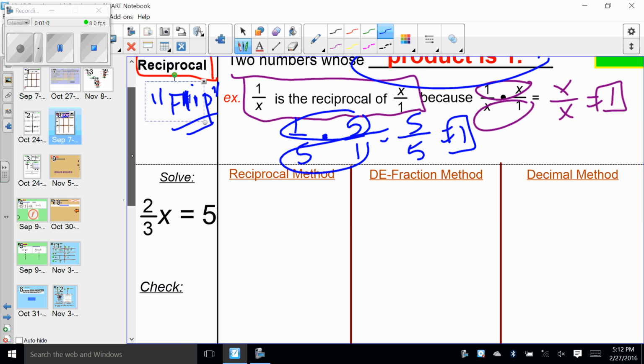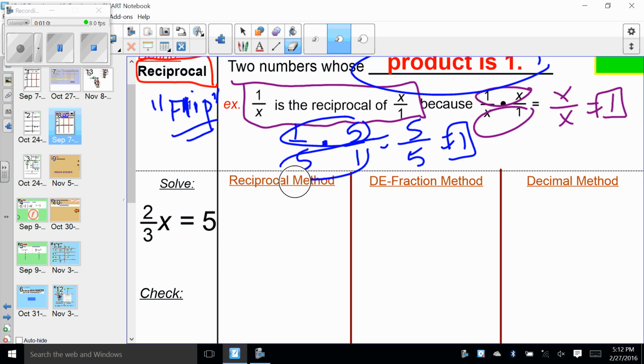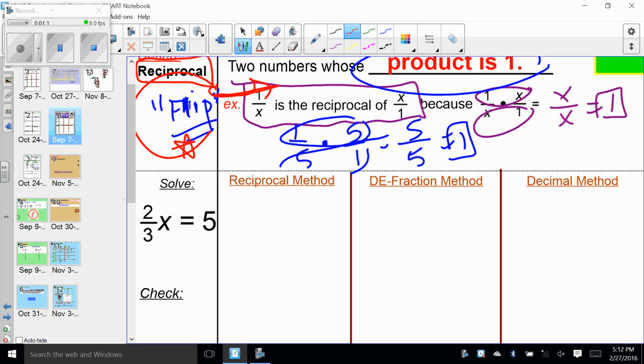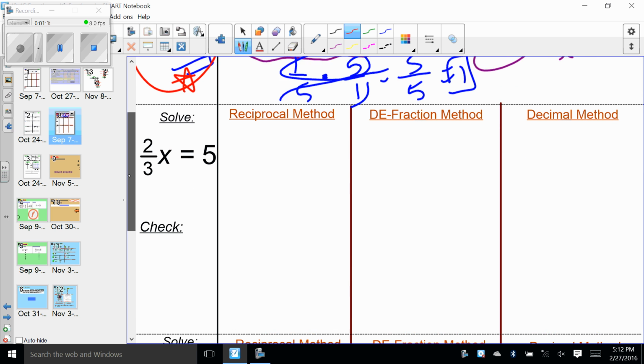That'll come into play as we work down here, something called the reciprocal method. I was just showing you or reminding you in this top work. No real notes to take up here, just a reminder of what is a reciprocal. That's when you flip a fraction. And when you multiply them, you get 1.